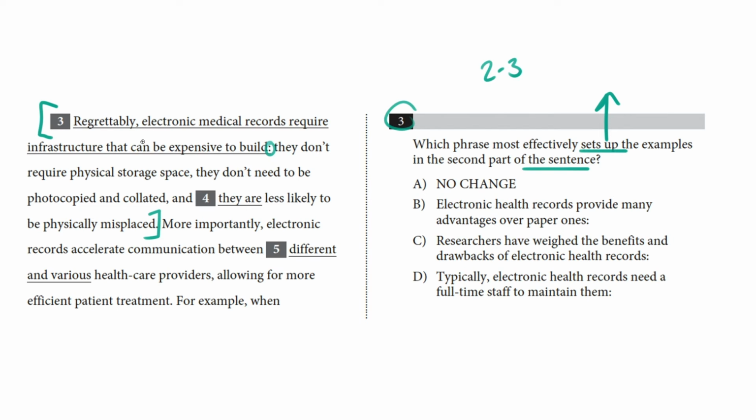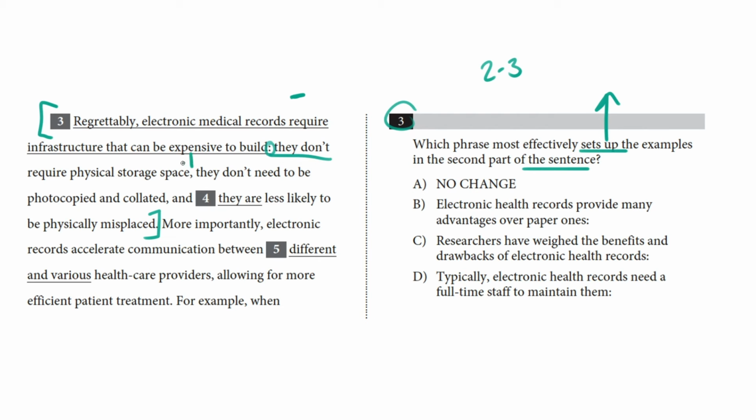So I'm going to read this sentence and try not to pay attention too much to the stuff that's underlined because that's going to color my impression of what the examples are, but everything after this colon, and remember the function of a colon is to list stuff, usually as evidence for a claim. So this says, regrettably, electronic medical records require infrastructure that can be expensive to build. This is a negative expression. We've got regrettably here. They don't require physical storage space. They don't need to be photocopied and collated, and they are less likely to be physically misplaced.